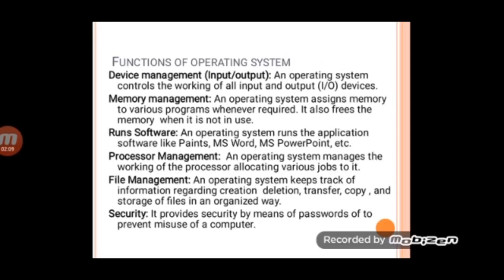File management means an operating system keeps track of the information regarding creation, deletion, transfer, copy, and storage of files in an organized way. Security. It provides security by means of a password to prevent misuse of a computer.